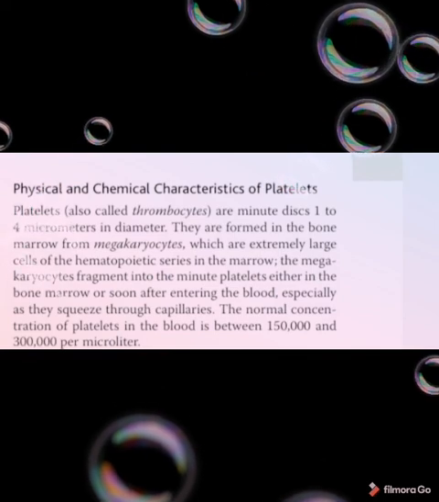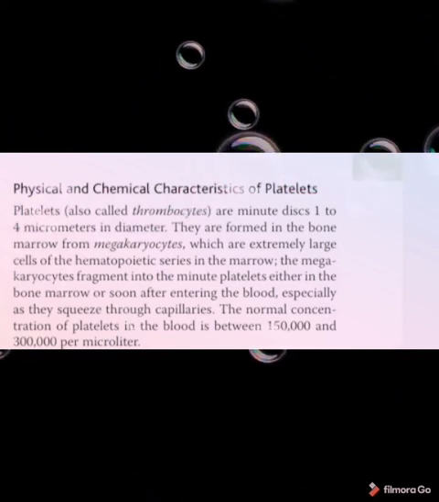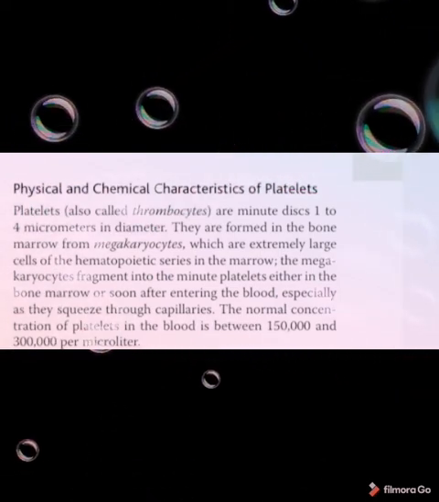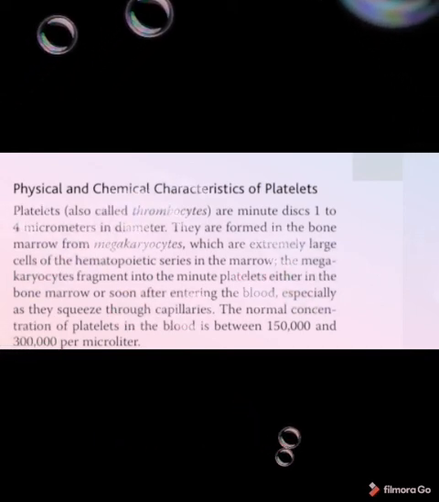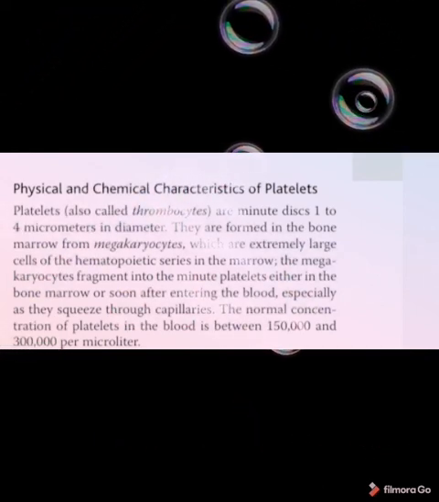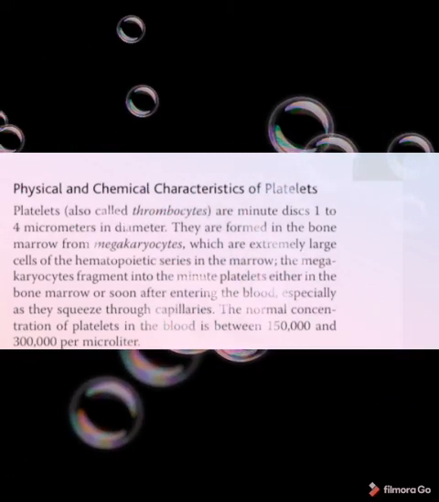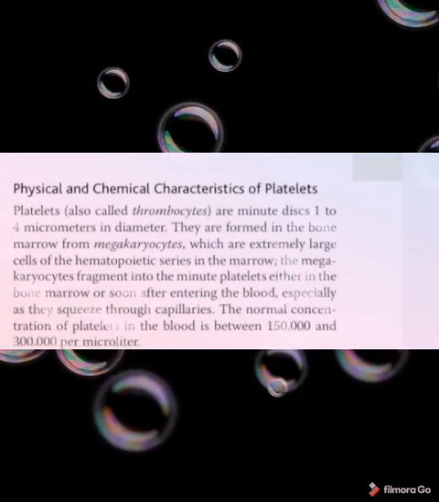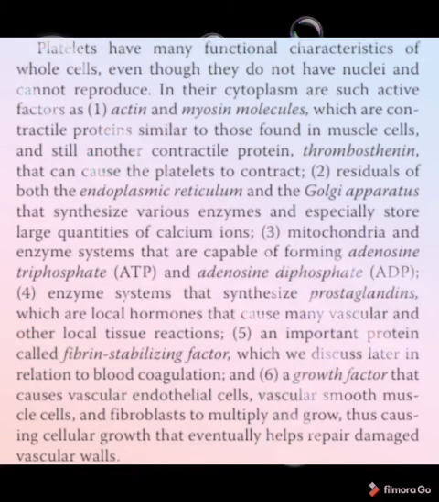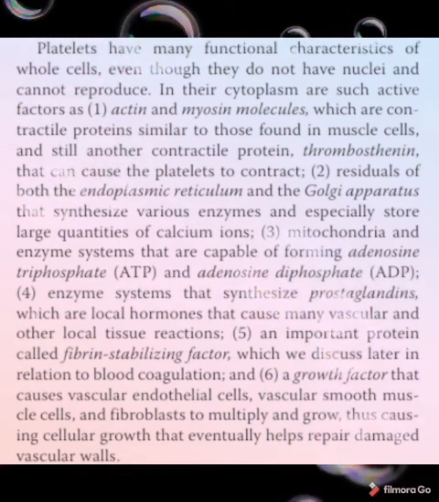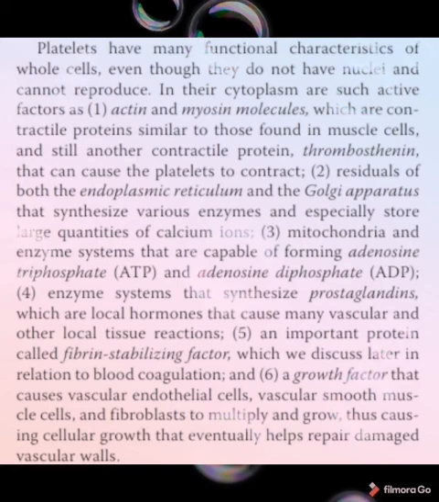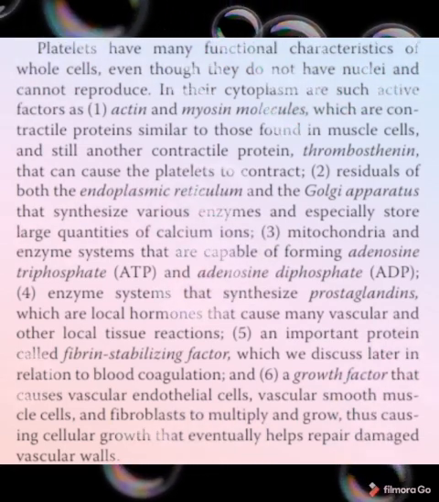So why do they fragment? When they squeeze into the capillaries, they fragment into pieces called platelets. The platelets are also called thrombocytes. The normal platelet count is 1,50,000 to 3 lakh. The platelet doesn't have a nucleus. That is a very important point. The nucleus is not present in the platelet.